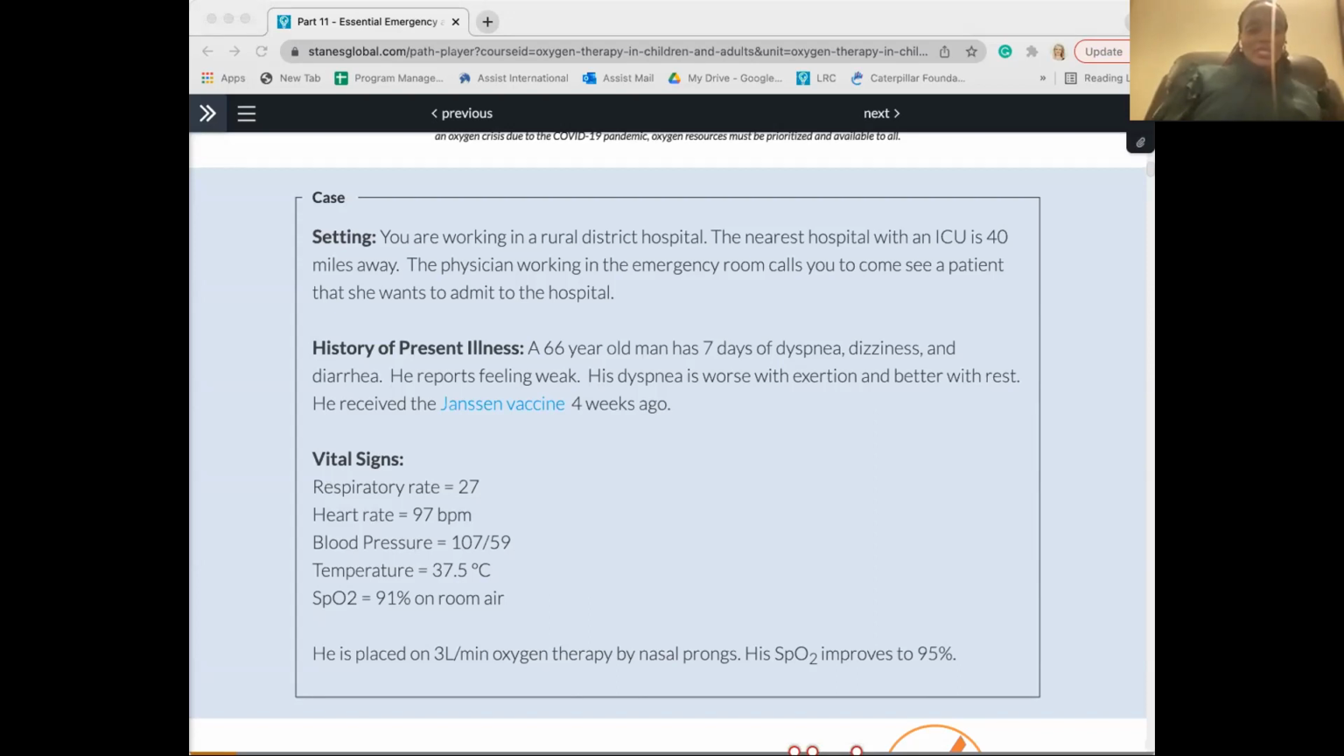And the vital signs are as follows. Respiratory rate is 27, so this guy is tachypneic. Heart rate is 97, that's okay. Blood pressure is normal, 107/59. Temperature is 37.5. SpO2, he's saturating at 91% on room air. So he's placed on 3 liters of oxygen by nasal prongs, and his saturation improves to 95%.